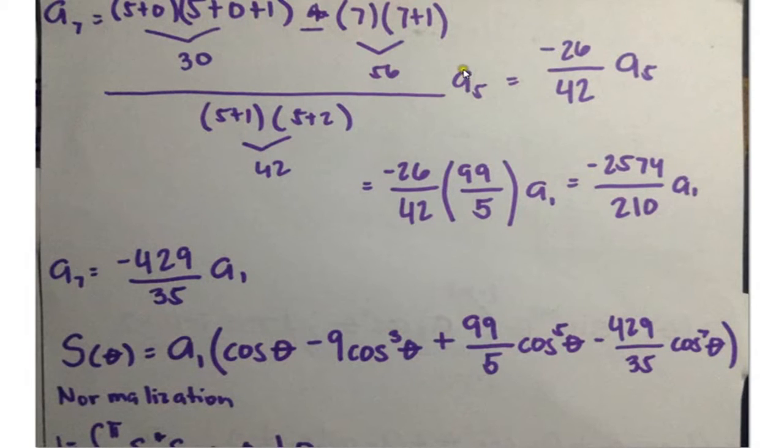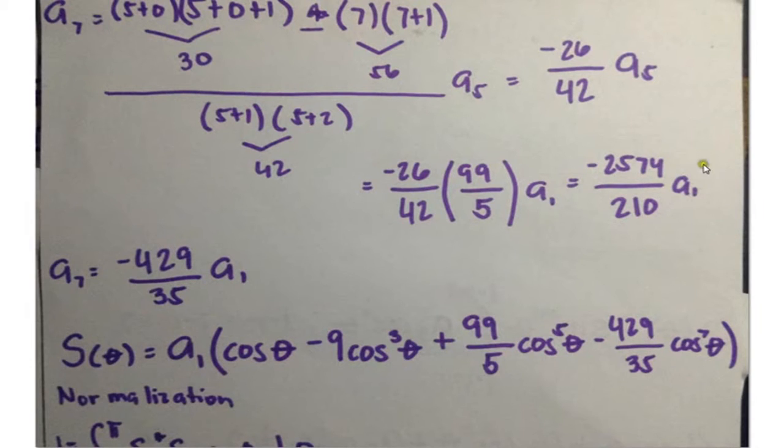And then multiply it by the value we got earlier for a5. So 30 minus 56 is negative 26 over the product of 6 times 7, which is 42, times a5. And the value we got earlier for a5 is 99 over 5 times a1. Multiplying that value to negative 26 over 42, we will get negative 2574 over 210 a1 times a1. You can just simply simplify this using a calculator that will show you the simplified fraction value for this equation.